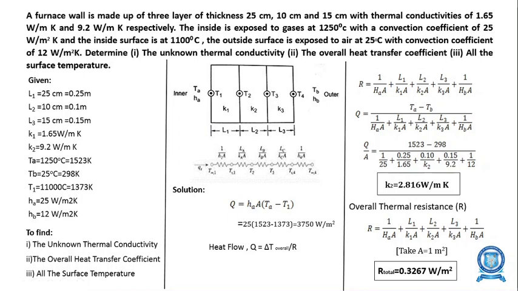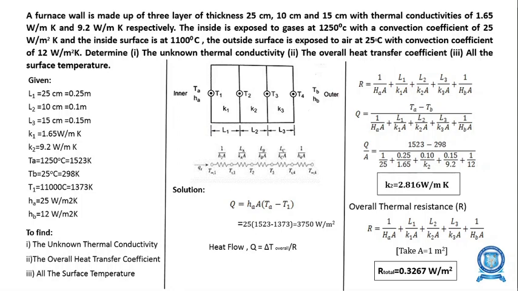As we already studied, any heat transfer through any fluid medium is said to be a convective heat transfer. Since we can understand from the given value, the inside is exposed to gases. That means the convective heat transfer takes place initially. Therefore, at the initial stage, the heat is transferred from the gases to the surface of the wall. That is 1250 degree.